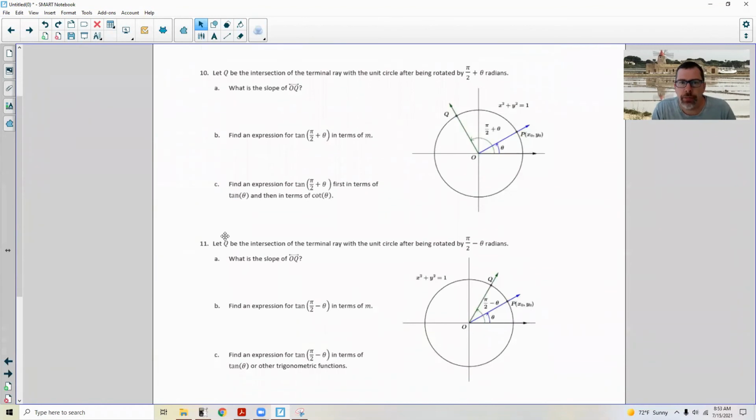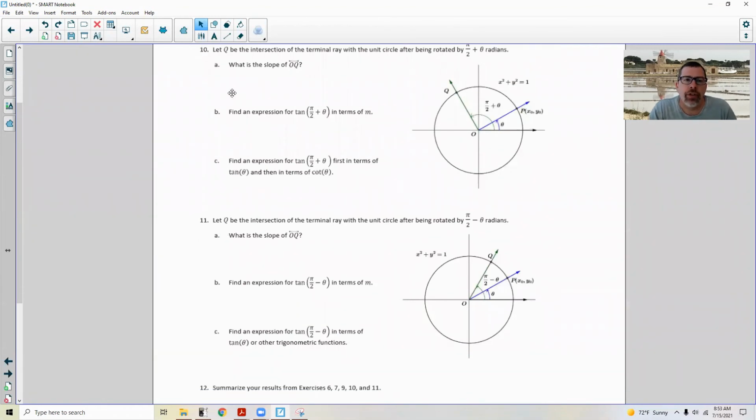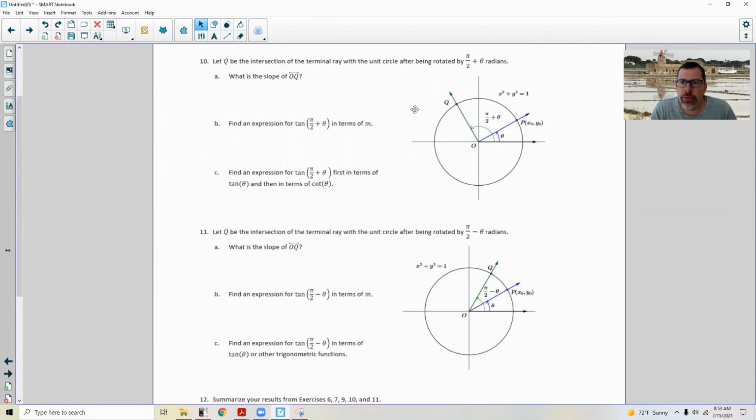All right, page 5, number 10. It says, let Q be the intersection of the terminal ray with the unit circle after being rotated by pi over 2 plus theta. So that'd be pi over 2 to here, plus that same distance theta would get us to here. What is the slope of OQ? Okay, so this would be over P, or over x naught, y naught. Rotating it 90 degrees, where does that put us?